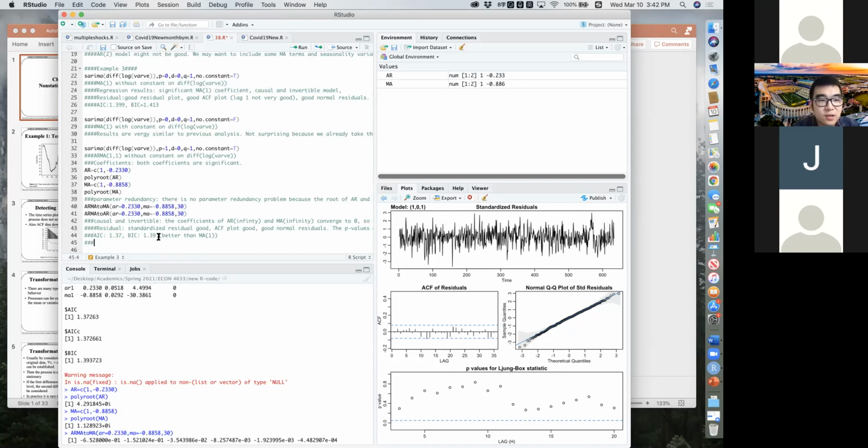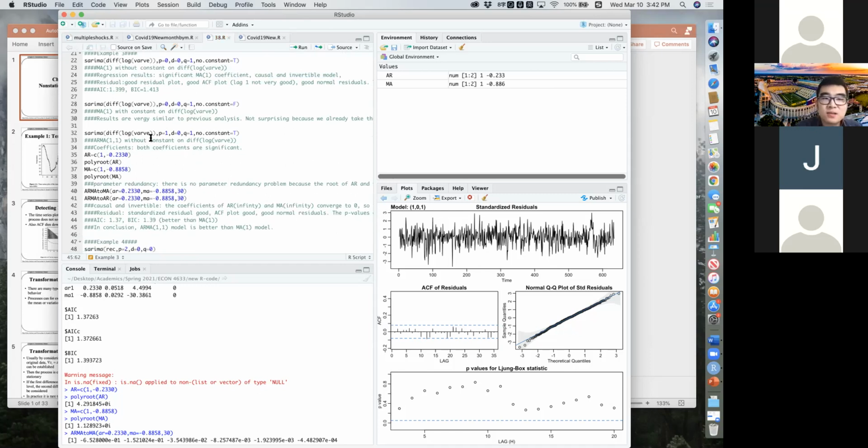Okay, so in conclusion, the ARMA11 model is better than the MA1 model. So we do all this analysis. We start from the coefficients we choose, and finally we check the AIC and the BIC, and we decide that the ARMA11 is better than MA1.